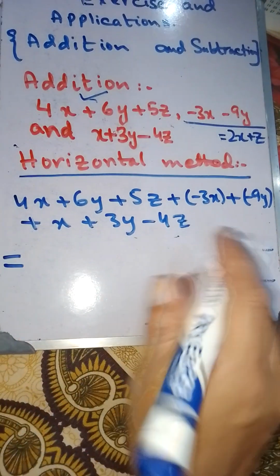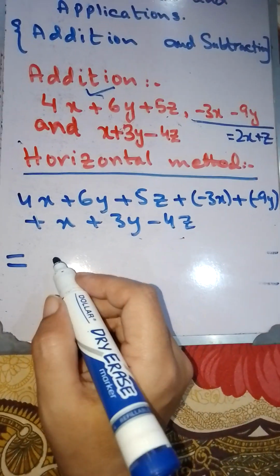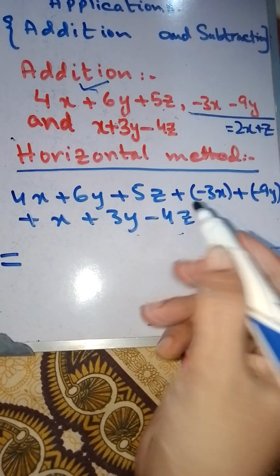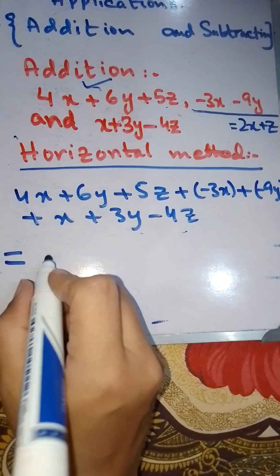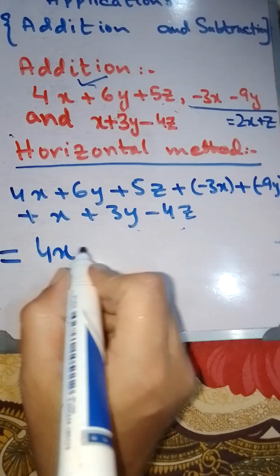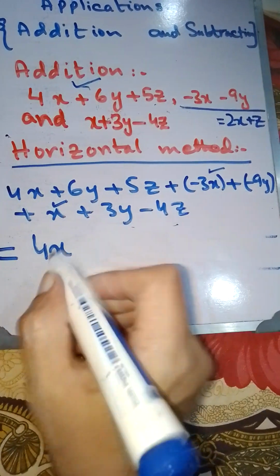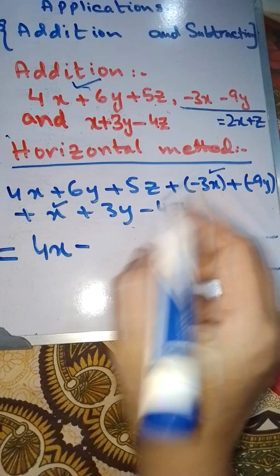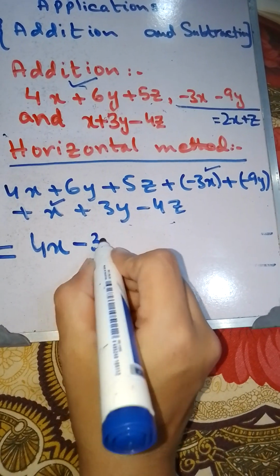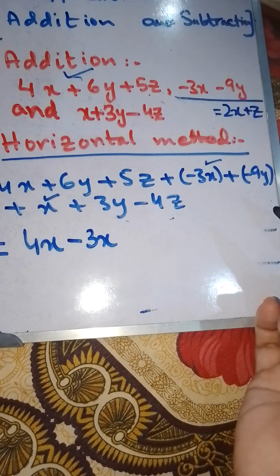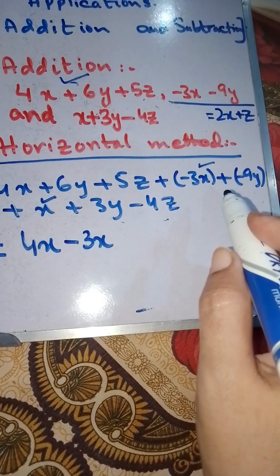arrange them in such a manner that we get all the x together, all the y's together, and similarly all the z together. So we are going to write 4x, then the second one and the third one. Minus 3x as it is, plus and minus gives you minus. Keep that in mind. Same sign always gives you positive, alternate sign always gives you negative.